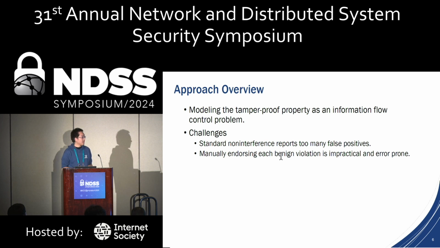The first one is that using standard noninterference as the formalization of the problem reports too many false positives, especially when implicit flows are considered. Second, performing manual endorsement is both impractical and error-prone, which requires us to design a systematic way of endorsement.